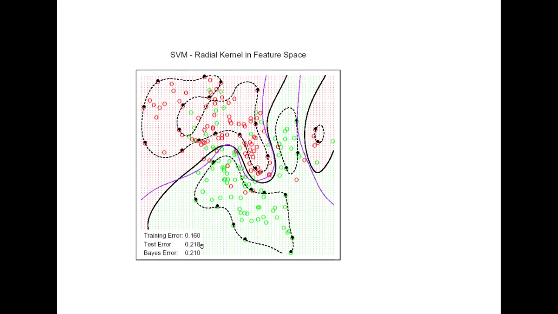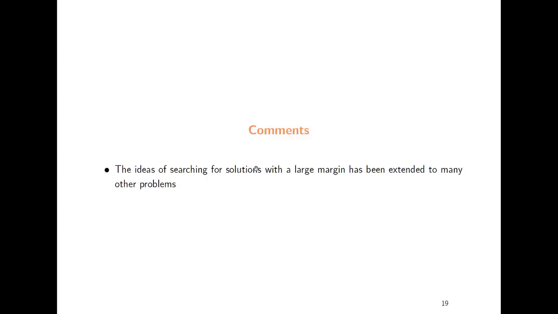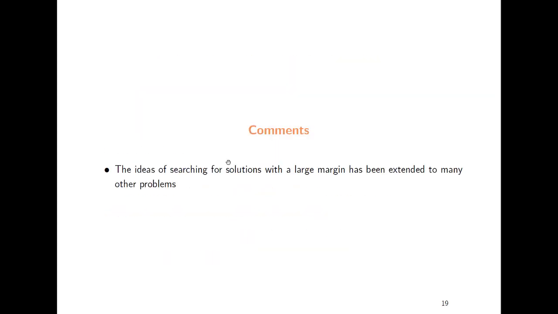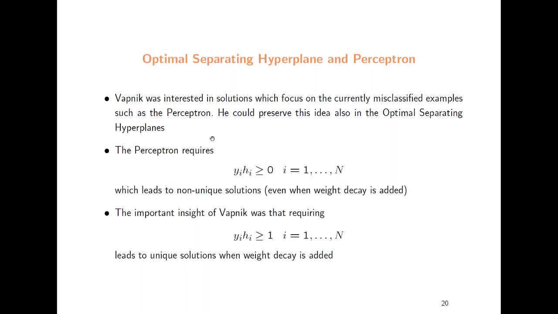0.245, 0.218. So the Gaussian kernels have nice properties and give you good results in this situation, because we have highly complex boundaries, and then Gaussian kernels or RBF kernels are pretty good. Yeah, and the idea of searching for solutions with a large margin has been extended to many other problems. So there's a whole family of cost functions derived from this margin problem.